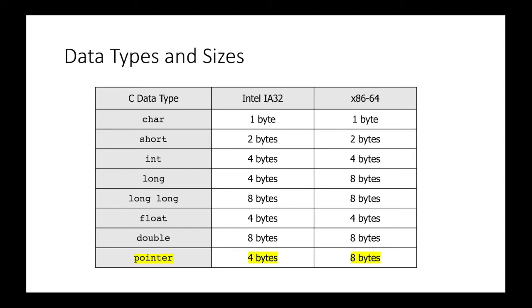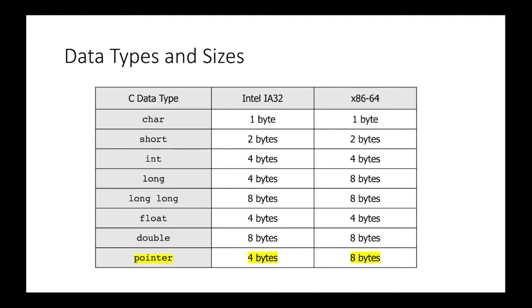Let's begin with the widely used data types and their sizes. The first column shows the C data types. The second column shows their sizes on 32-bit Intel x86 processors, and the third column shows their sizes on 64-bit x86 processors. The char data type is 1 byte on both 32-bit and 64-bit x86.